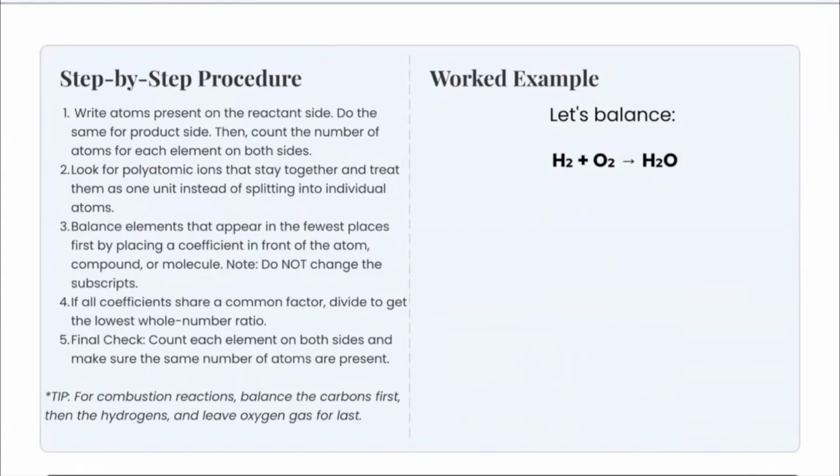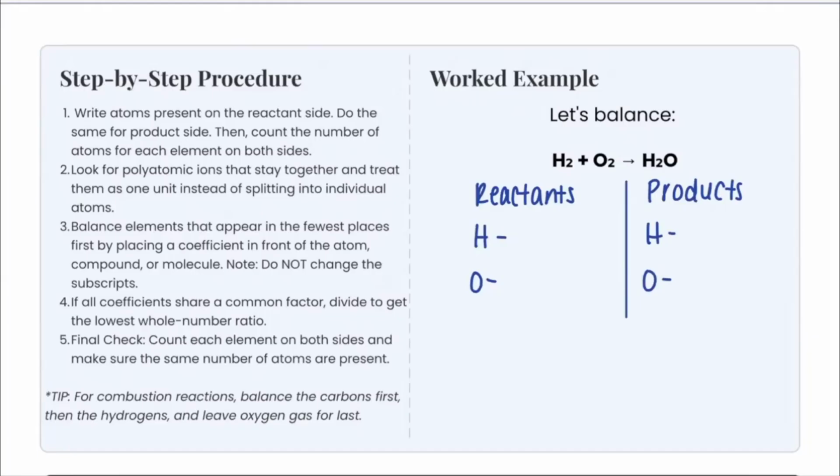And first things first, we got to identify the atoms present. On the reactant side, we have hydrogen and oxygen. On the product side, we also have hydrogen and oxygen, which is exactly what we want. You see, if an atom appeared on one side but not the other, that would totally violate the law of conservation of mass. Matter doesn't just disappear or appear.